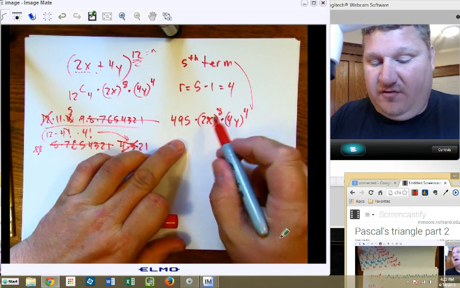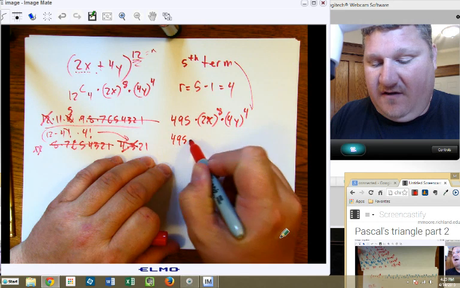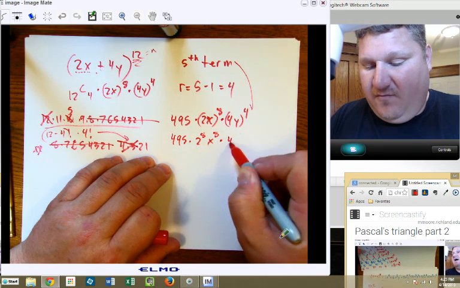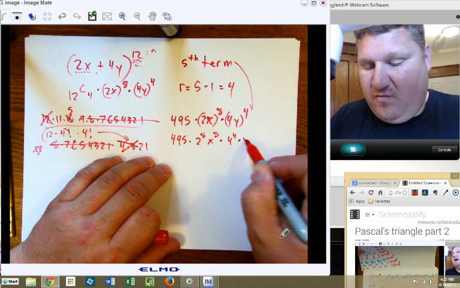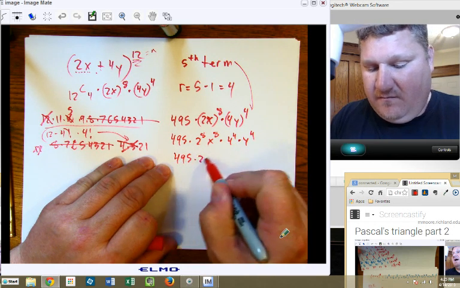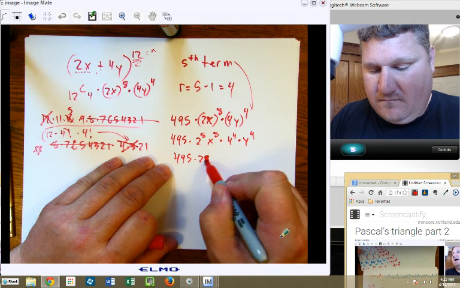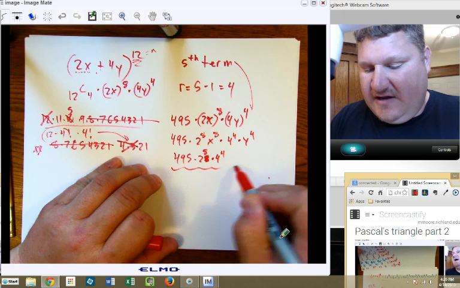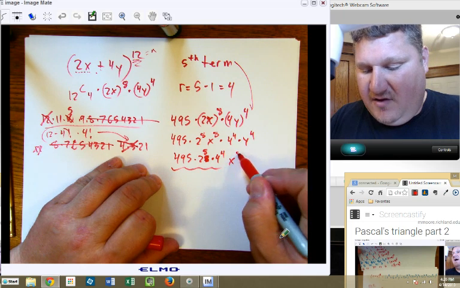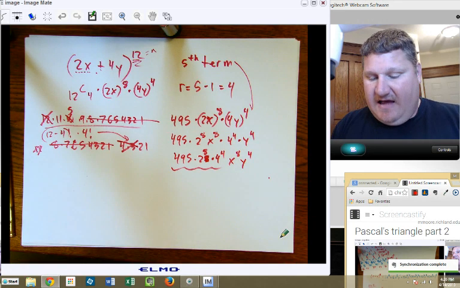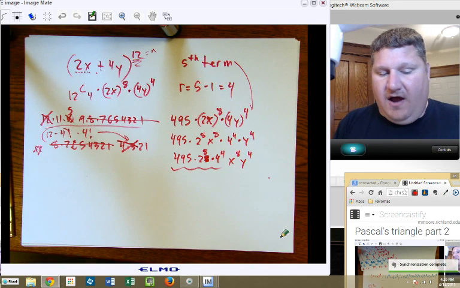If I wanted to truly finish, I could say 495 times 2 to the 8th, x to the 8th, times 4 to the 4th, times y to the 4th, and take all these numbers and throw this all in a calculator and get one value for that coefficient that has x to the 8th, y to the 4th.